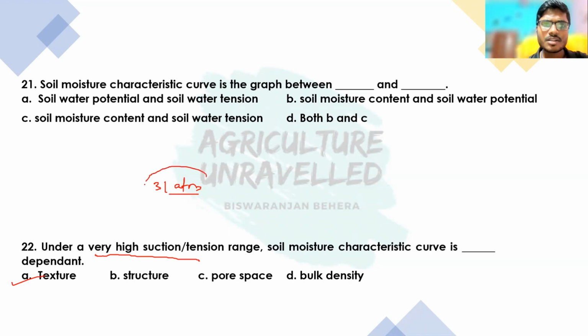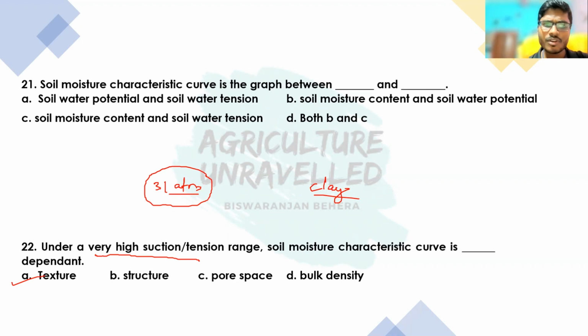At this suction or tension range, it is the texture which determines the moisture holding capacity, because we know that clay texture has more moisture holding capacity due to its high adsorption capacity. And this is the reason why the clay soil or clay texture has higher moisture content at a very high suction or tension range as compared to the sandy or light texture soil.